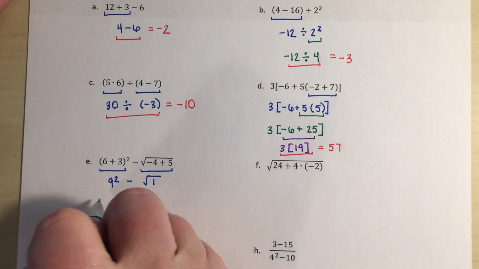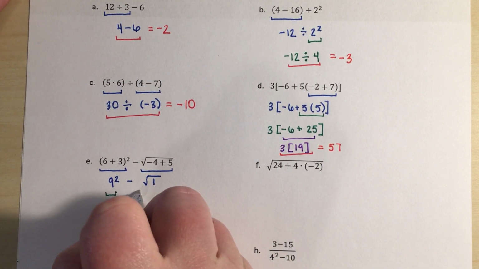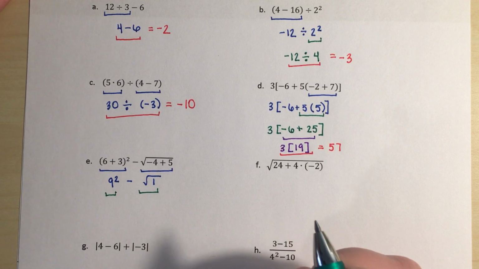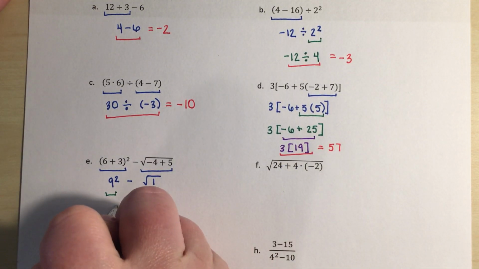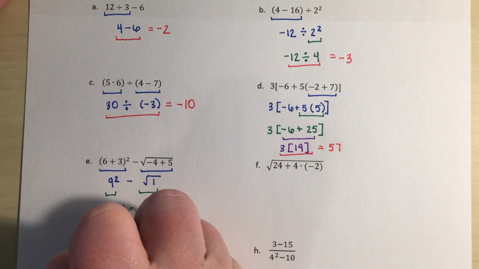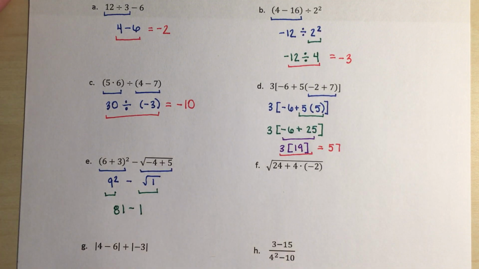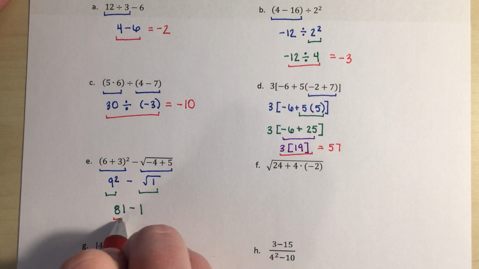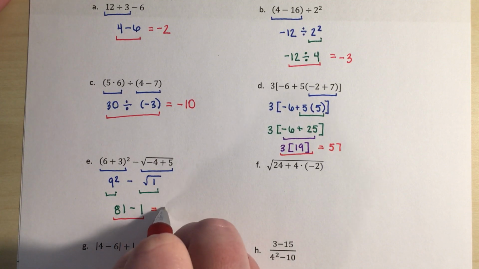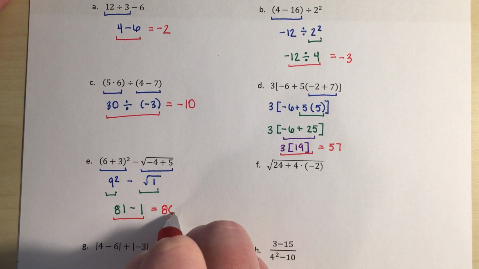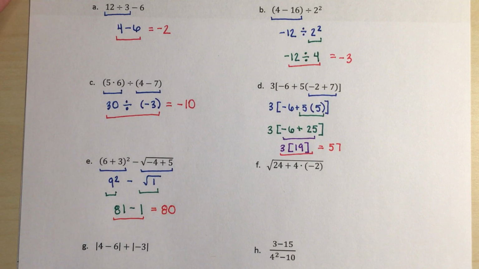Right, now we're going to evaluate these exponents and square roots for step 2. Right, 9 squared, 9 times 9 is 81. Our square root of 1 is just 1, right? Because 1 times 1 is 1. And then we're going to finish this off by subtracting. 81 minus 1 gives us a final answer of 80.